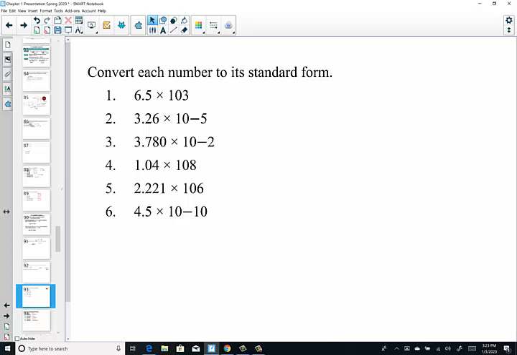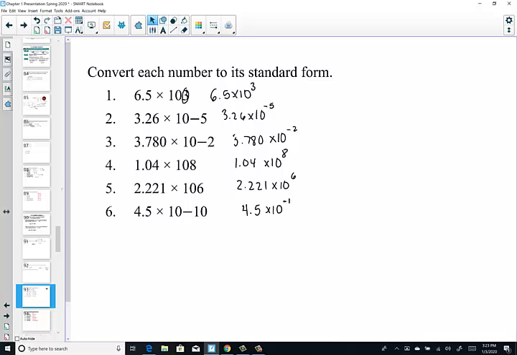Try some more. 6.5 times 10 raised to the 3rd. 3.26 times 10 raised to the negative 5th. 3.780 times 10 raised to the negative 2. 1.04 times 10 raised to the positive 8. 2.221 times 10 raised to the positive 6. 4.5 times 10 raised to the negative 10.